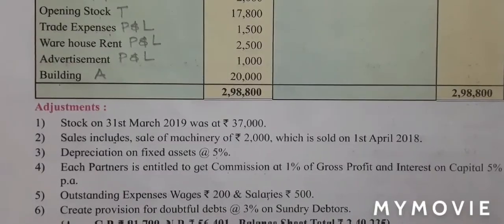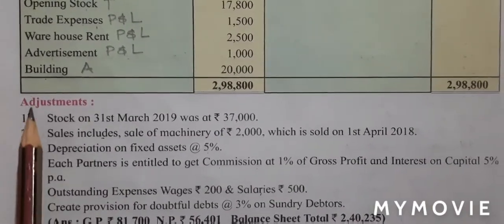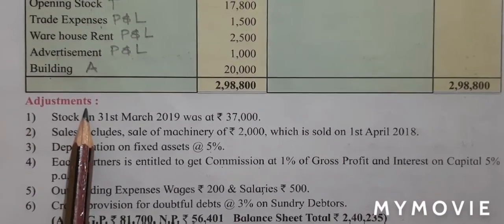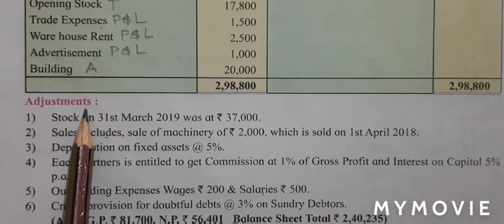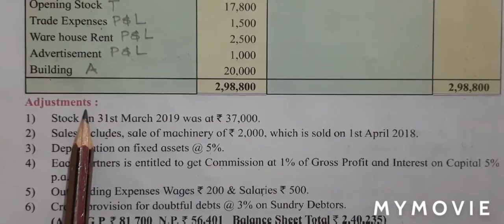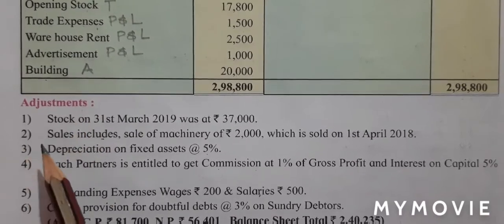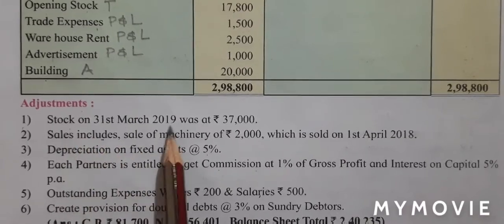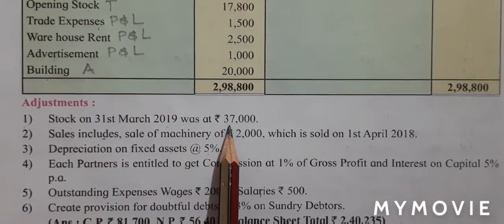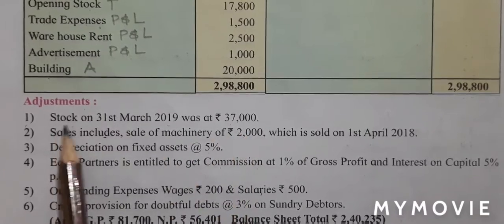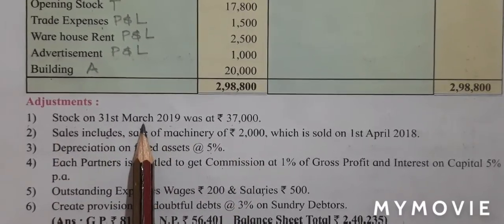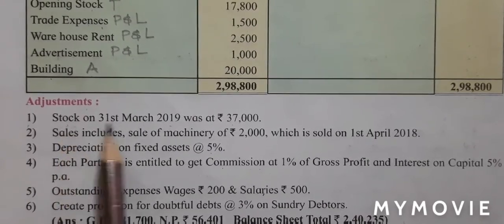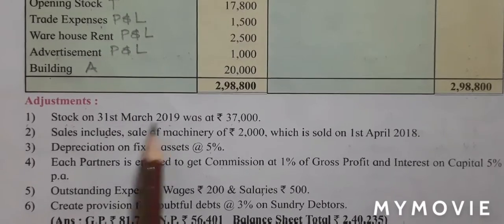We are now ready to begin with the second step, that is reading of adjustments and marking star in the trial balance. Now again students, remember anything related to goods, capital or drawings, we do not mark any star. Let's read our adjustment number 1. Stock on 31st March 2019 was valued at rupees 37,000. It is related to my closing stock, and stock is related to goods, so I will not mark any star in my trial balance.